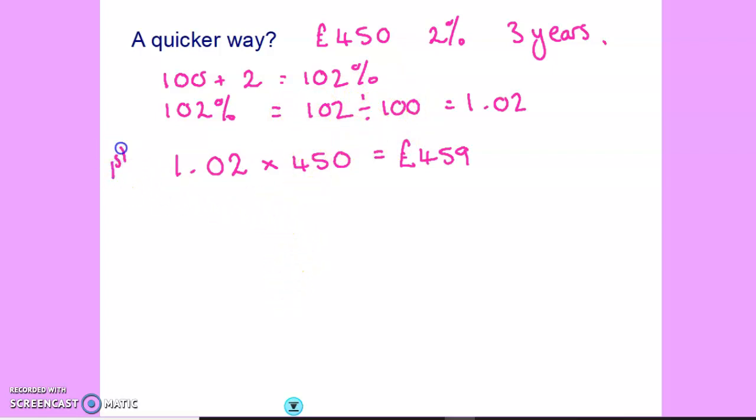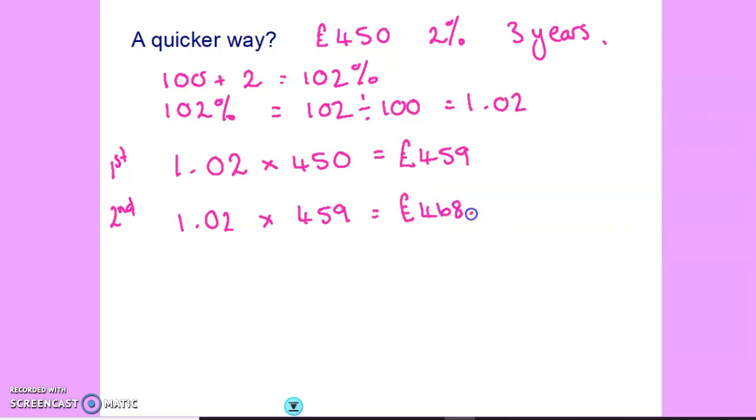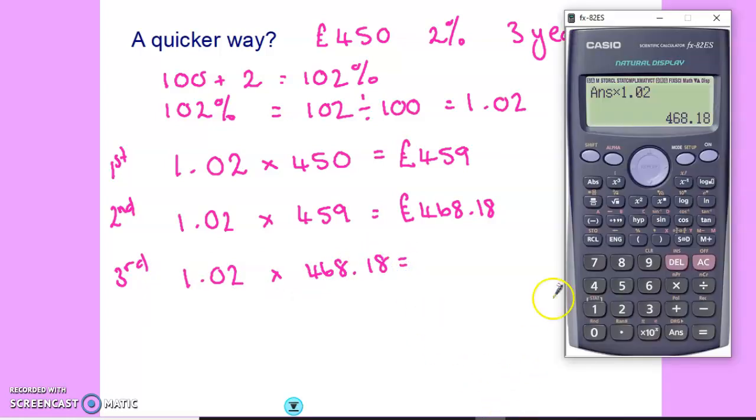So that was the first year. Second year, I've still got my 1.02, which is just my 102%, times this time £459. Fortunately, doing the quick way doesn't make me any better on the calculator. 468.18. And the third year, you'll see what I mean about less room for error doing it this way.